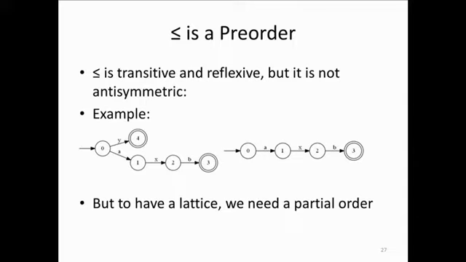Now, this order that we are looking at is a preorder. It's transitive, which is great. It's reflexive, which is swell. It's not anti-symmetric. So if you look at the left automaton, it's larger than the right automaton because it has the extra branch, it has the larger language. But it's also less than the right automaton because it's more partial. It has the extra variable, the extra degree of freedom. But we want a lattice, so we need a partial order.